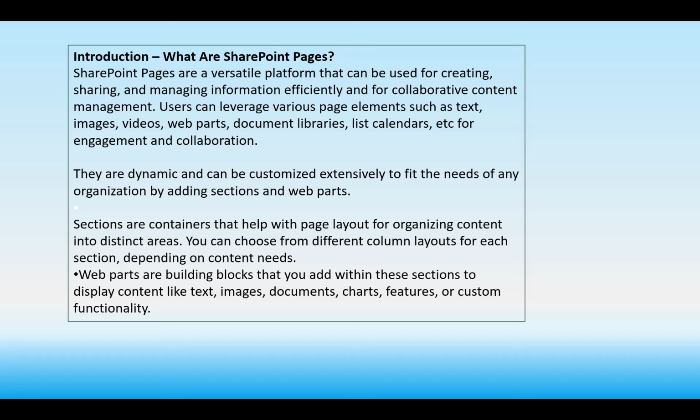So they are dynamic and can be customized extensively to fit the needs of any organization by adding sections and web parts. So what are sections? Sections are containers that help with page layouts for organizing content into distinct areas. You can choose from different column layouts for each section, depending on content needs. Web parts are building blocks that you add within these sections to display content like text, images, documents, charts, features, or custom functionality. So web parts can also be added to different sections on a SharePoint page.